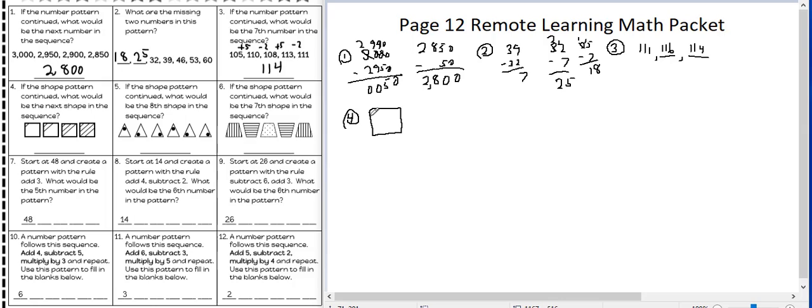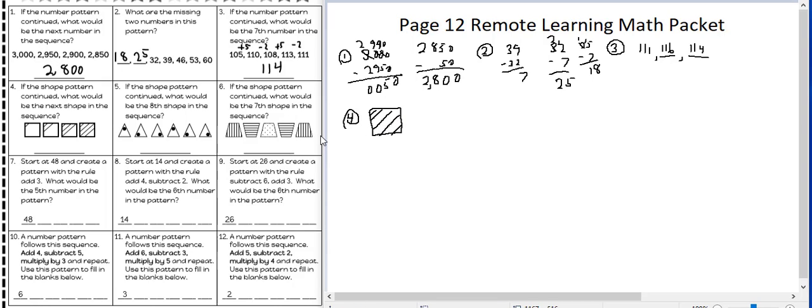All right, so there's 1, 2, 3. So 1, 2, 3, 4, 5. So 1, 2, 3, 4, and then that 5th line there. So it'd basically be the square with the 5 lines going across.